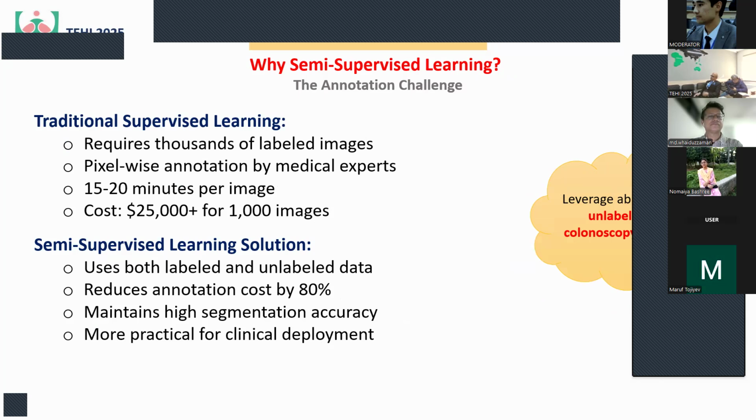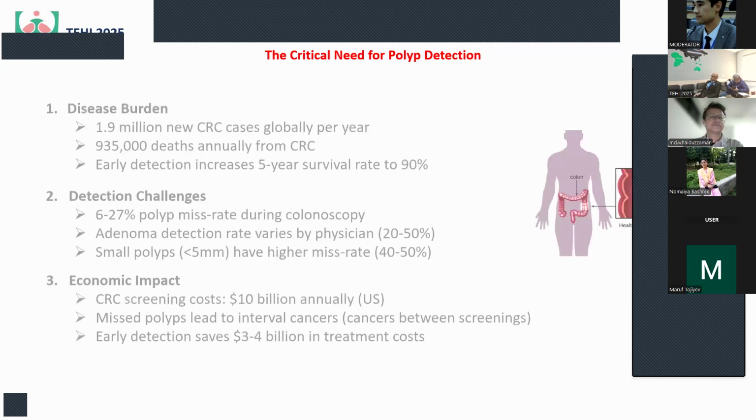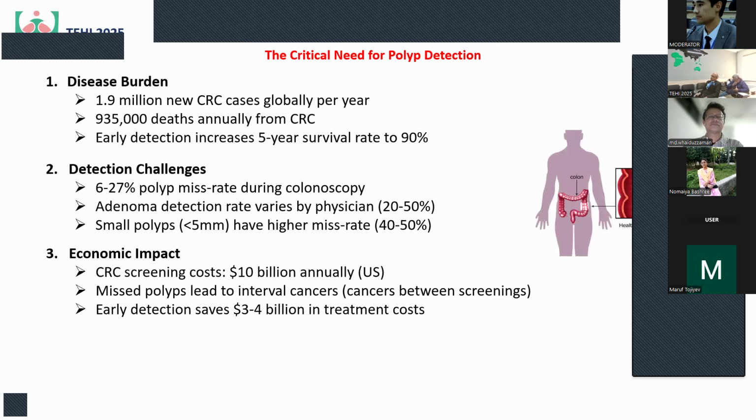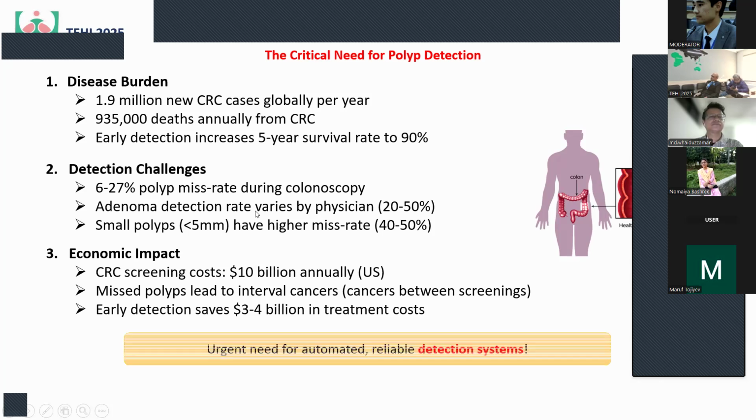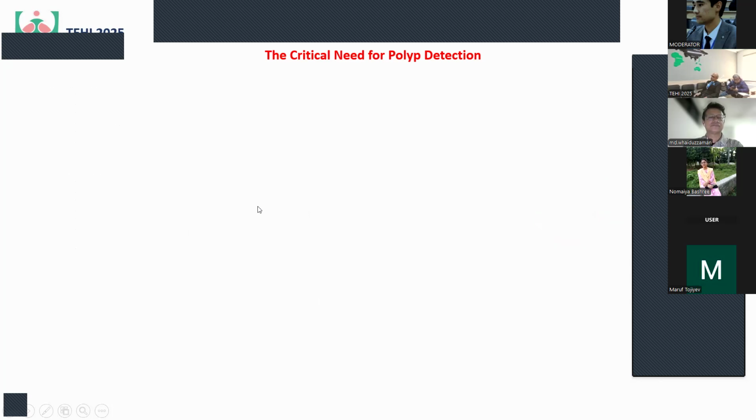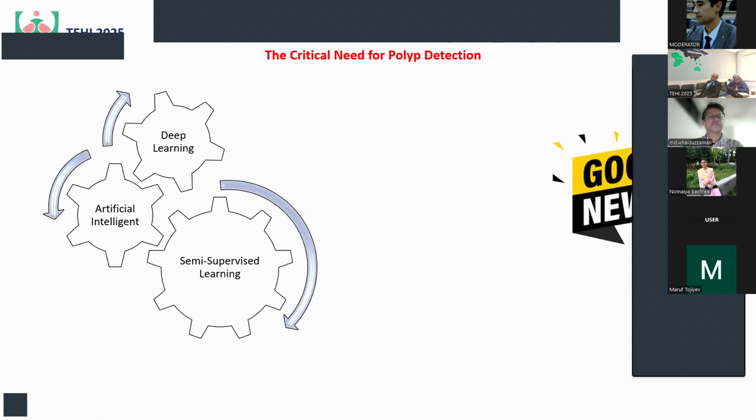Then we can see that traditional supervised learning methods require thousands of labeled images, pixel-wise annotation by medical experts, and 15 to 20 minutes per image. These are also very costly systems. To address this problem, our solution is semi-supervised learning, which efficiently leverages the abundance of unlabeled colonoscopy data alongside a small fraction of labeled data. The critical needs for polyp detection are disease burden, detection challenges, and economic impact. There is an urgent need for automated, reliable detection systems. So there is good news: we can use deep learning with semi-supervised learning to overcome these limitations.